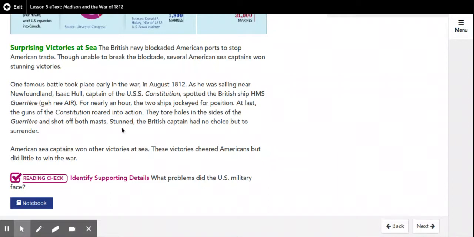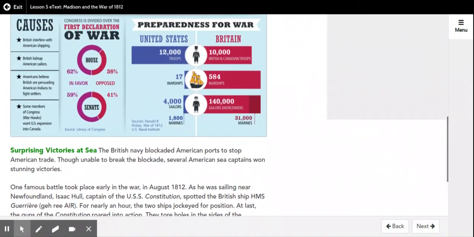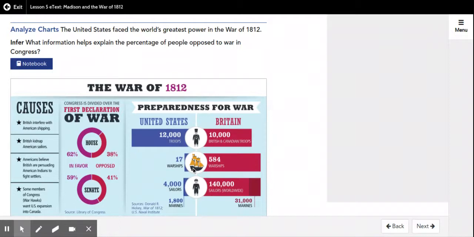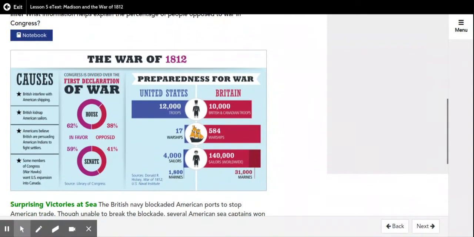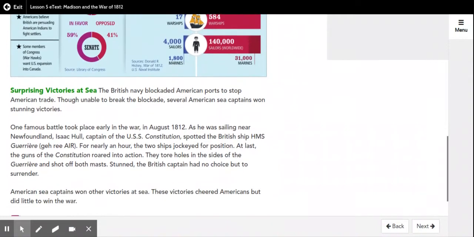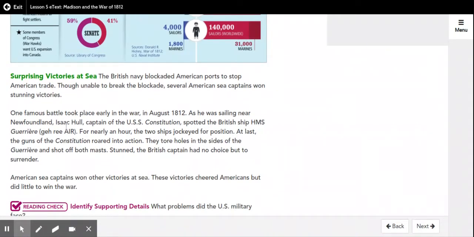Okay, so almost no ships. The text says it, and this chart says it as well. 17 warships. If you're looking at the picture, I wish I could mark this up. If you're looking at the picture, 17 warships against 584 warships. Britain's Navy was the strongest in the world, bar none. Then you look down here, somehow it says they had stunning victories or surprising victories.